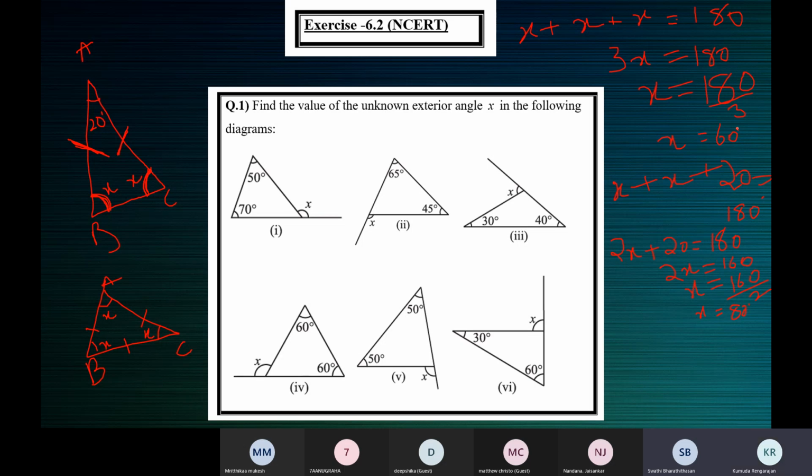In a scalene triangle, only when two angles are given, you can find the third one. If only one angle is given, we cannot find the other two.